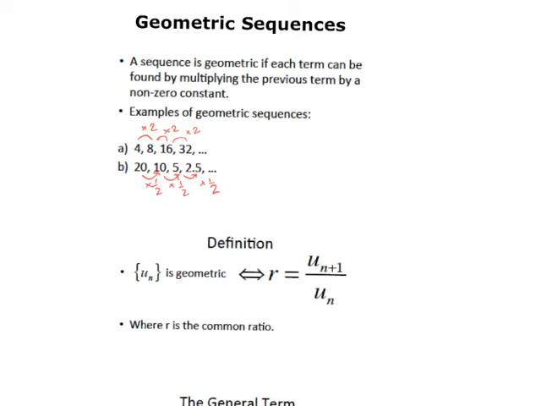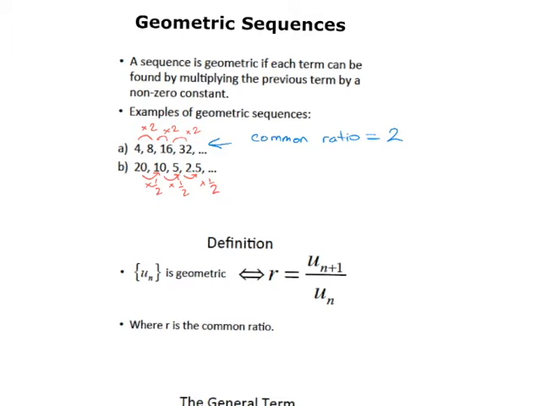Now, this thing we're timesing by every time is called the common ratio, or R. So for the one up here, the common ratio. You know how before with arithmetic series we had common difference? Common difference. This time we have a common ratio. Is that okay? In the first one, the example, the common ratio is 2.